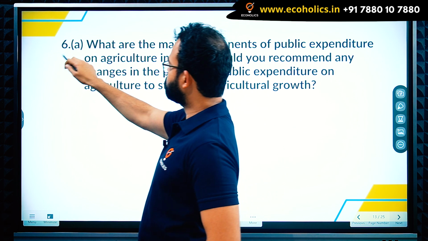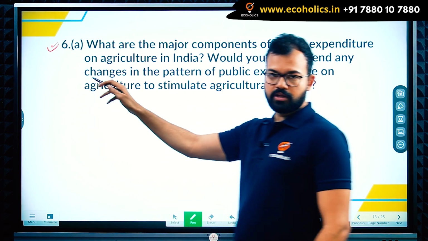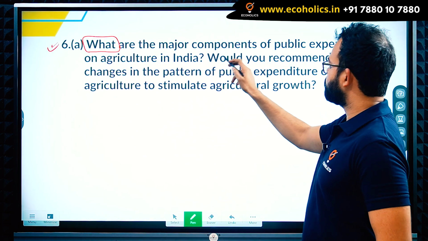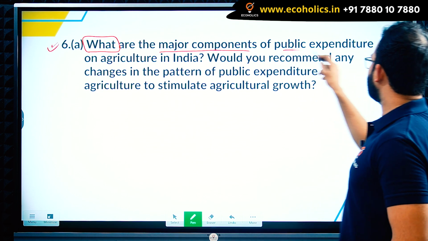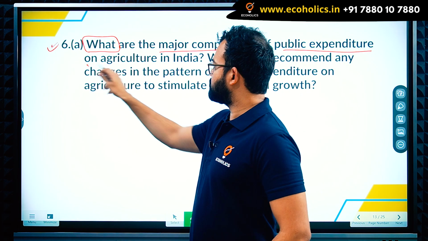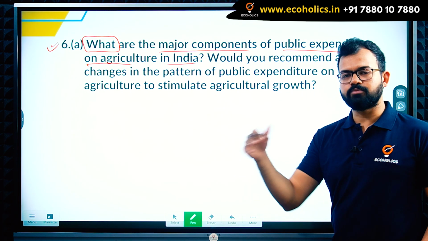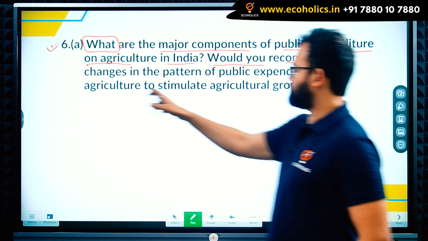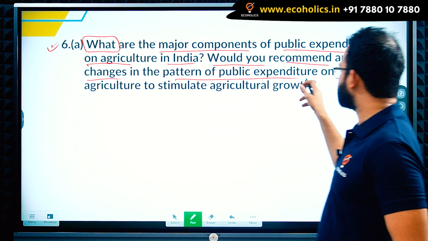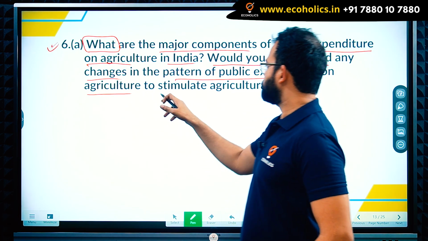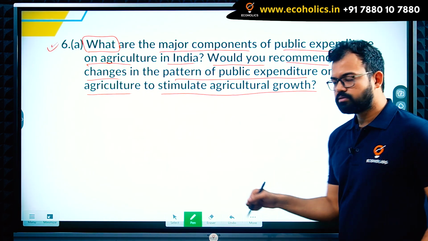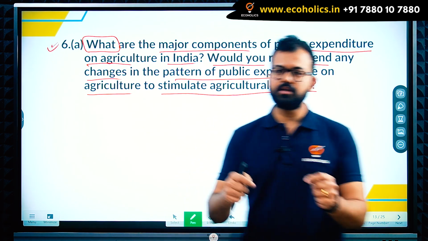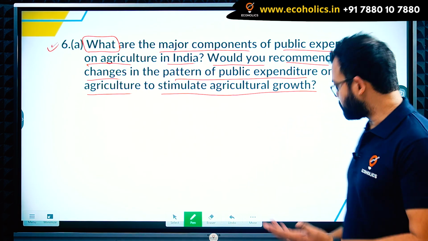As usual, we first read the question carefully. This is the first directive: what are the major components of public expenditure on agriculture in India? This is a direct thing. You just have to mention the major components. Then: would you recommend any changes in the pattern of public expenditure on agriculture to stimulate agricultural growth? In the first part, you just mention what those are, and in the second part, you have to suggest what changes in the pattern you can recommend.